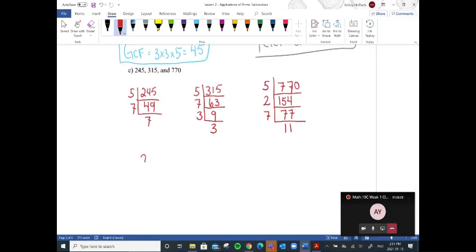Okay, so I'm just going to write my list here. So I've got 245 is equal to 5 times 7 times 7. 315 is 3 times 3 times 5 times 7. And 770 would be 2 times 5 times 7 times 11.